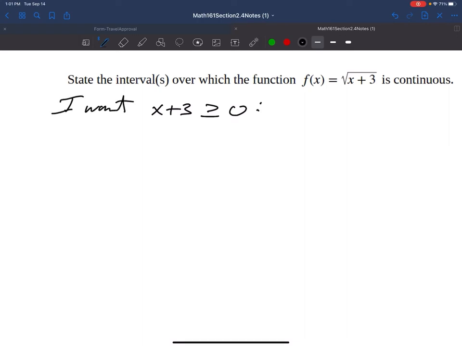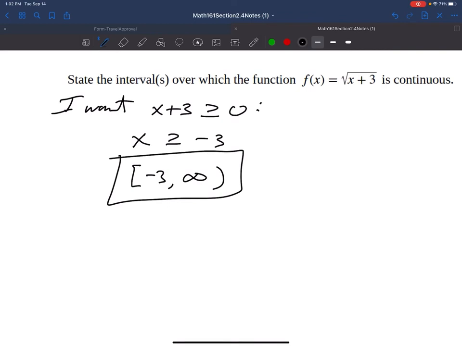Okay, well that implies that x is bigger than or equal to negative 3. The way I write that as an interval is I make a bracket and I do negative 3 to infinity. So that is the interval where it's continuous. A square root function would only be discontinuous in places where we have a negative under the square root. You've seen a square root function before. It is a smooth function with no jumps and with no holes. And so we're just looking for where that starts.